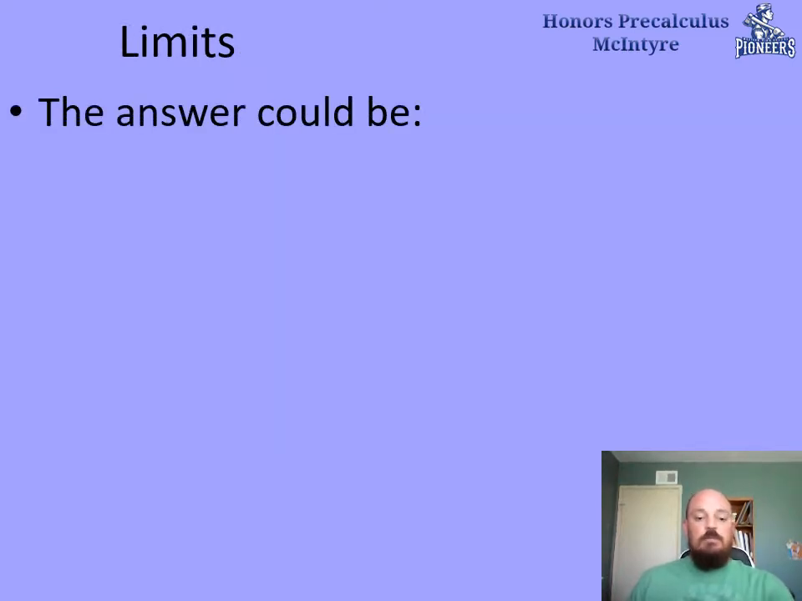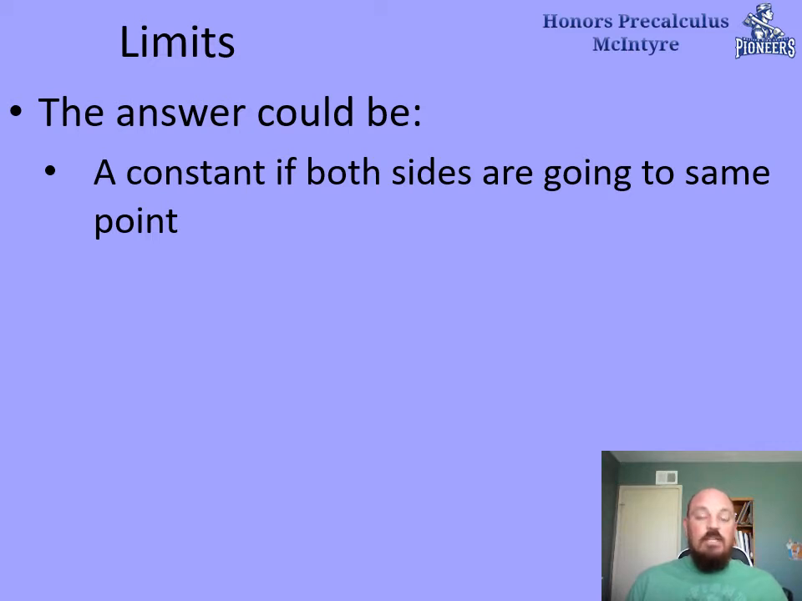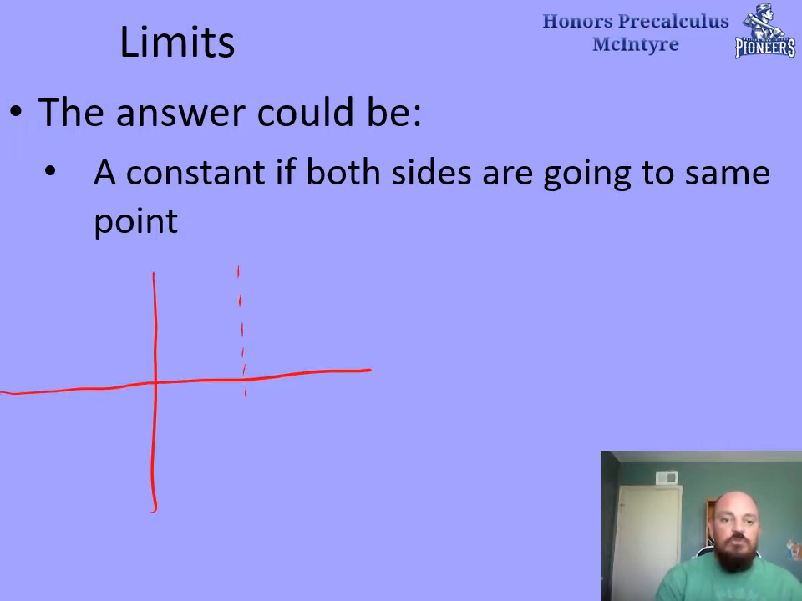So here's what your answer could be. Number 1, your answer could be a constant, just a number. Your answer could be 10 or -7 or 0. Now that happens if both limits are approaching the same point. And I'm going to draw two different pictures that are very similar that could show that. So let's say I'm doing the limit as x approaches 3 or whatever, I'll just make up a number. And my first graph is going to be just a continuous function that crosses right over the line.